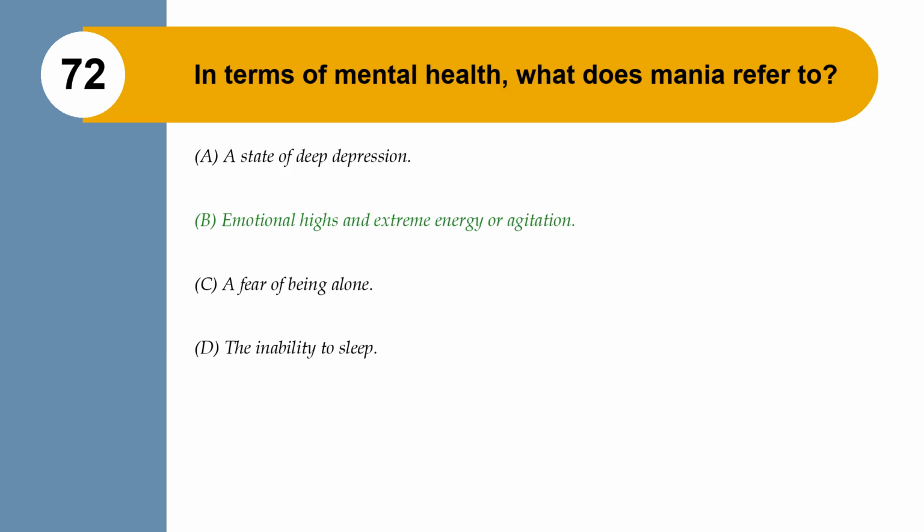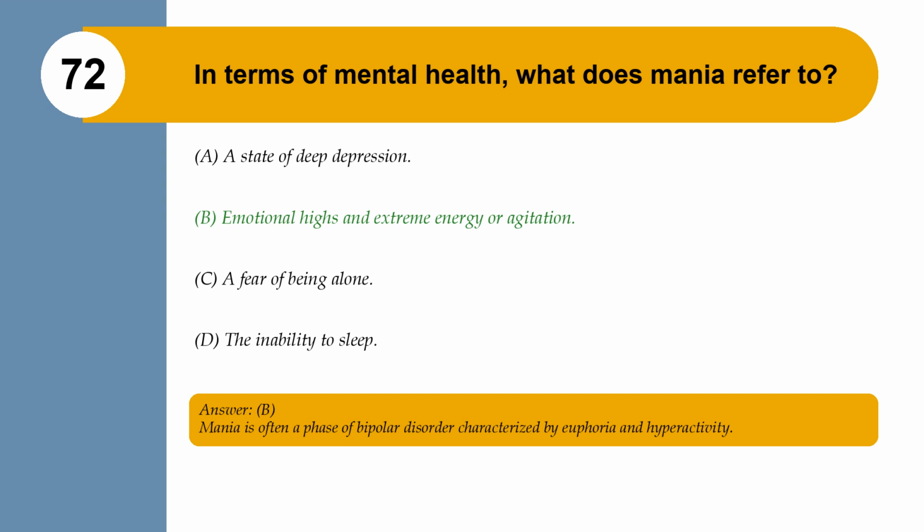The correct answer is option B. Emotional highs and extreme energy or agitation. Explanation: Mania is often a phase of bipolar disorder characterized by euphoria and hyperactivity.